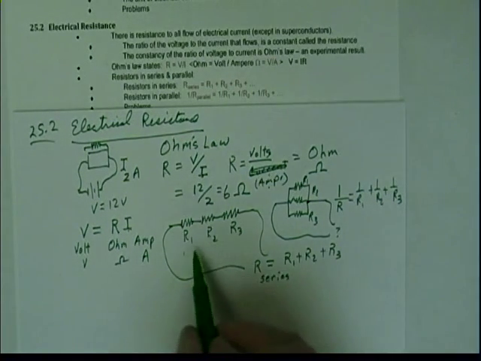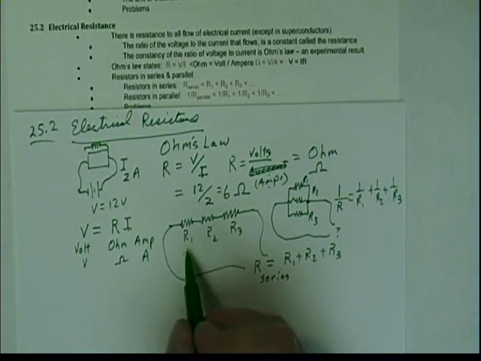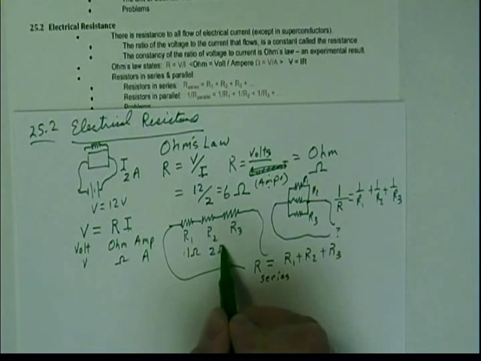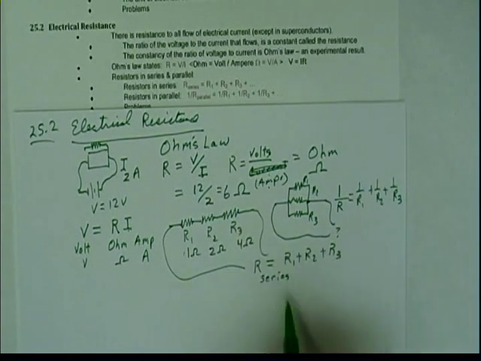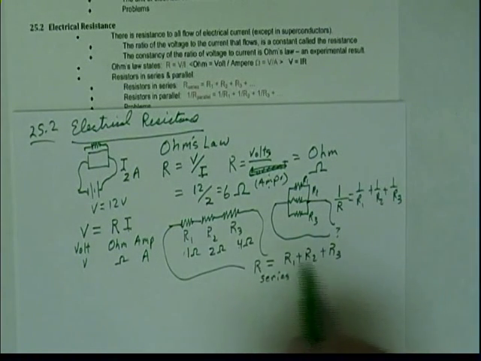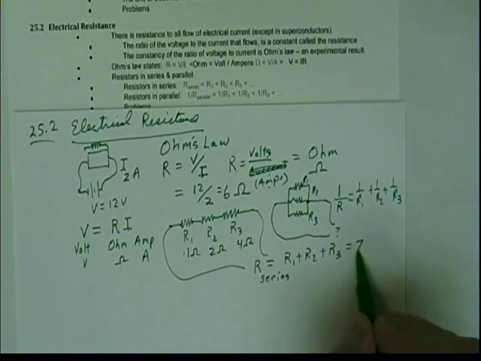If our resistors here had values of 1 ohm, 2 ohms, and say 4 ohms, then we would find our total resistance of this system in series to be 4, 5, 6, 7, the simple sum of these. So we would get 7 ohms.